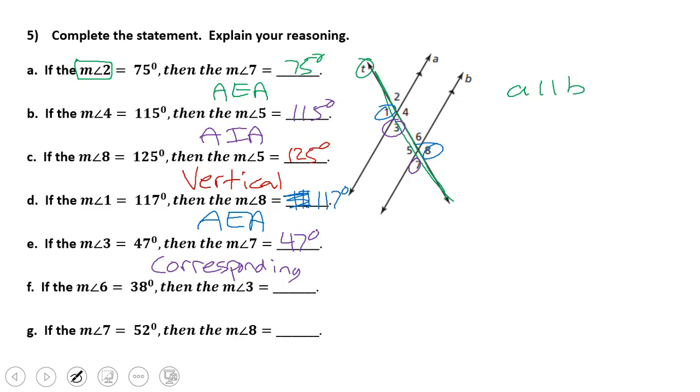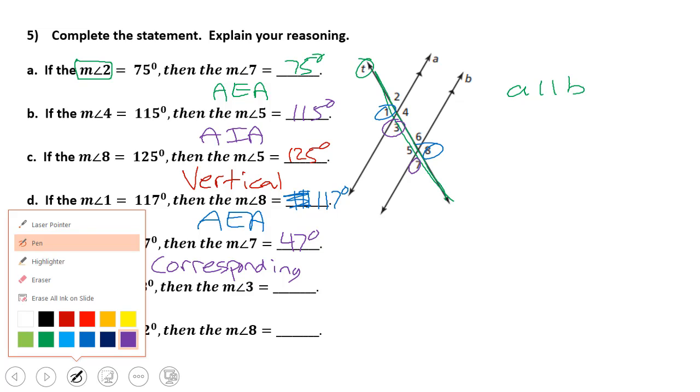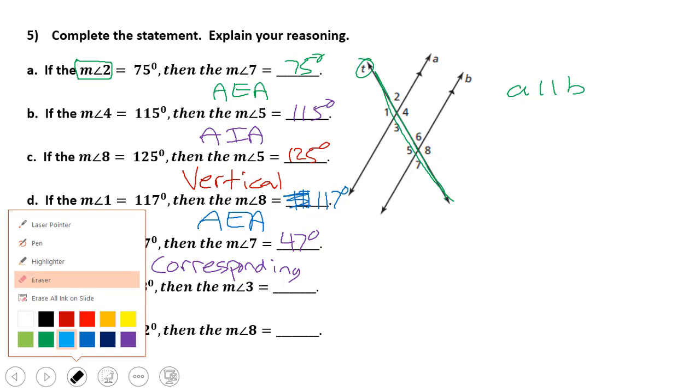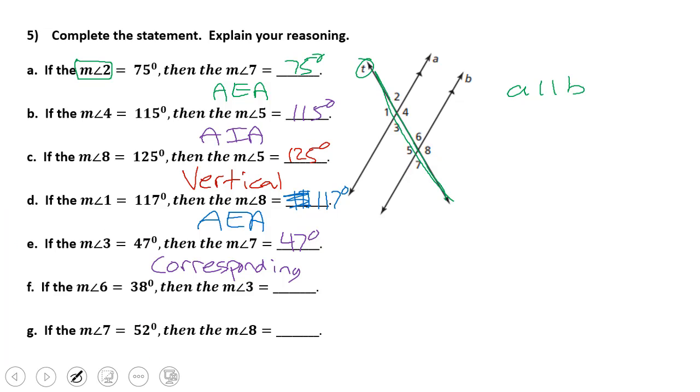Moving on to F. If the measurement of angle 6 is 38, then what is the measurement of angle 3? So, let me erase this a little bit so sometimes it's easier to see. We have the measurement of angle 6, which is right here, and the measurement of angle 3 right there. Those are alternate sides of the transversal inside the parallel lines. We call those alternate interior angles. They are congruent, so the measurement of angle 3 must be 38 degrees.